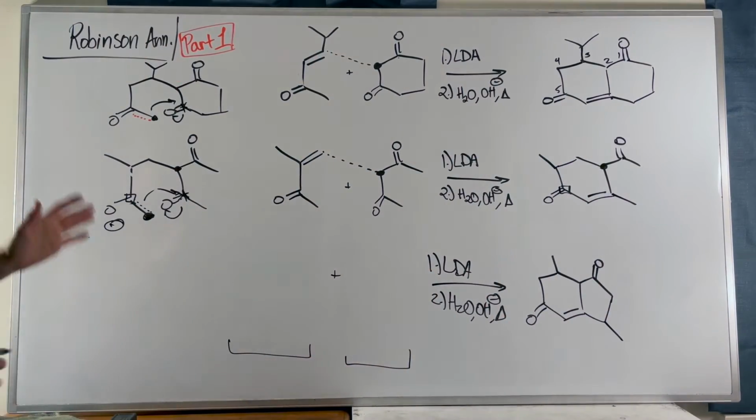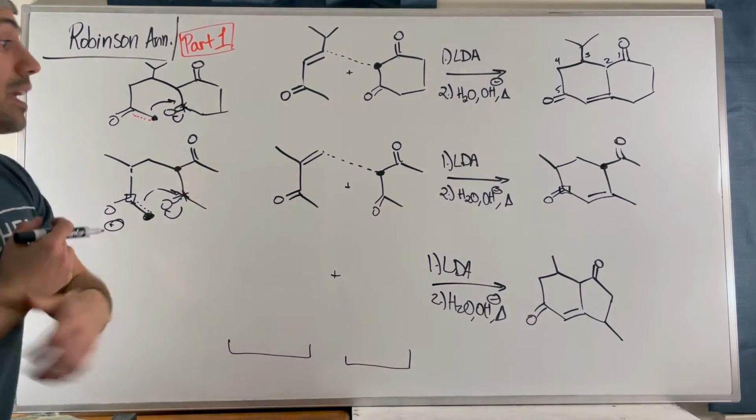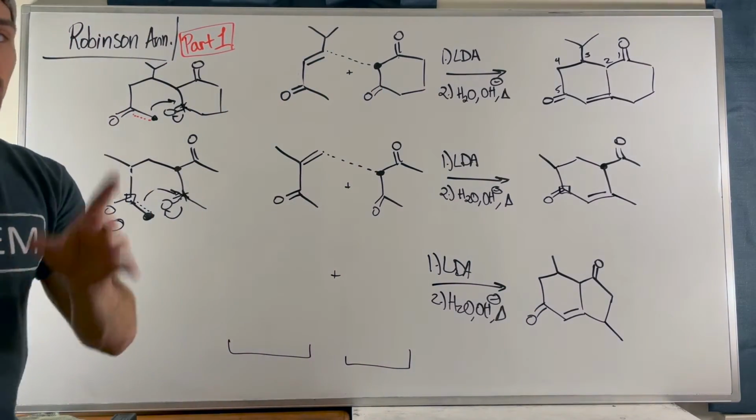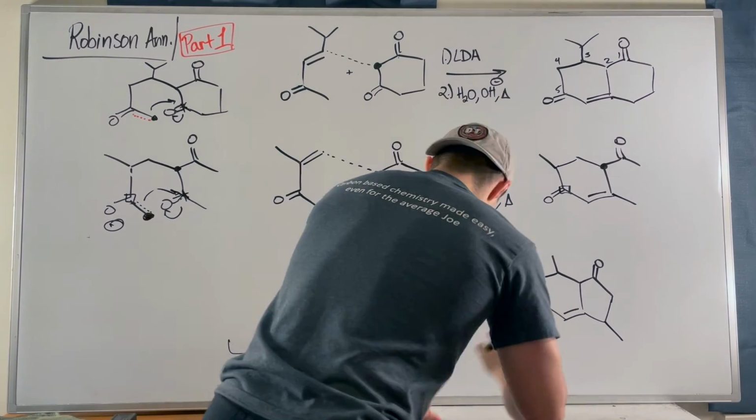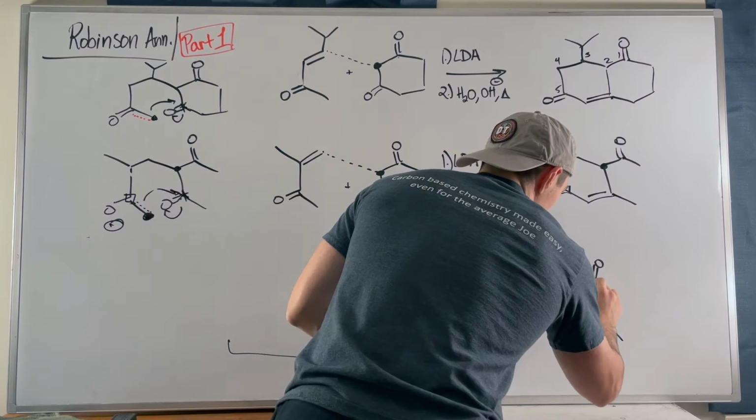All right. Now, let's take a Robinson product and let's deconstruct it. Remember, two key things. This dicarbonyl right here, 1, 2, because we have it, let's use it.